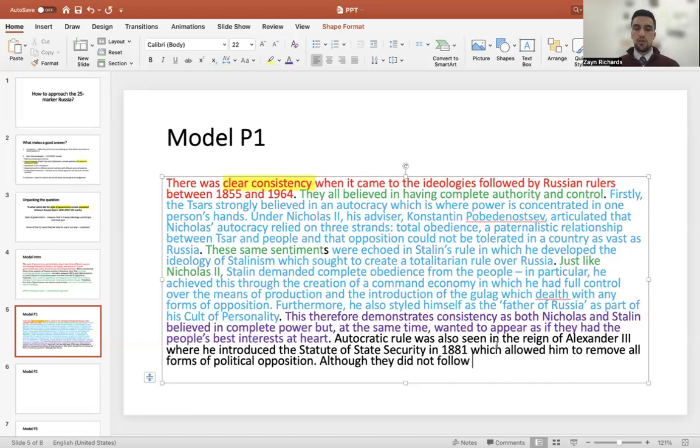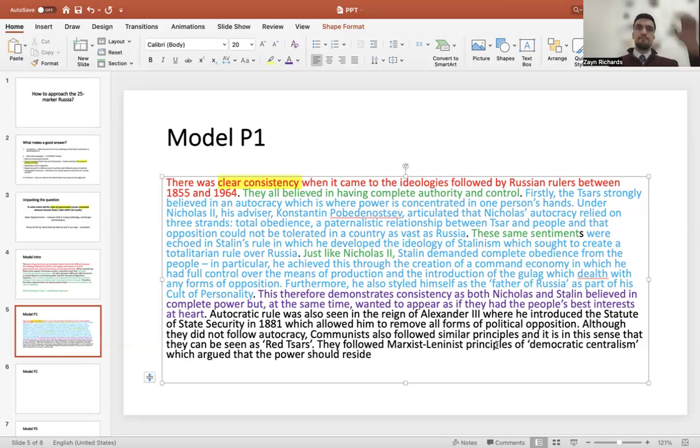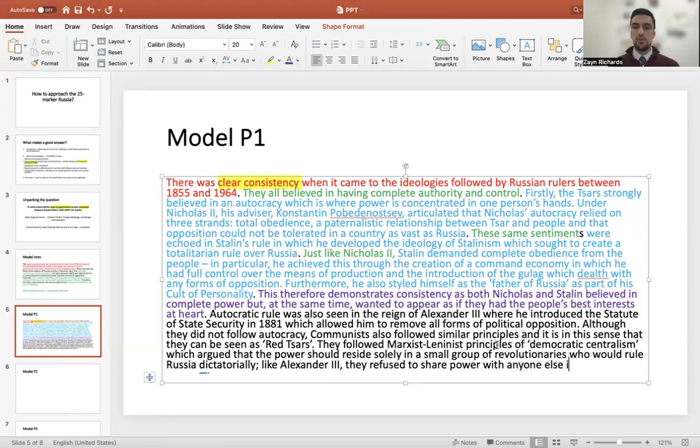Although they did not follow autocracy, communists also believed in or followed similar principles. And it is in this sense that they can be seen as red czars. They followed Marxist-Leninist principles of democratic centralism, which argued that the power should reside solely in a small group of revolutionaries who would rule Russia dictatorially. Like Alexander III, they refused to share power with anyone else in the country.